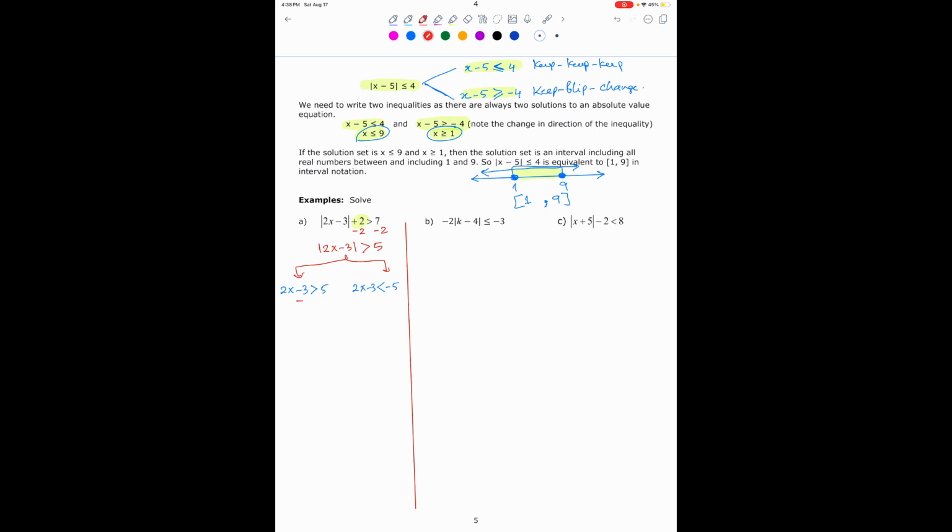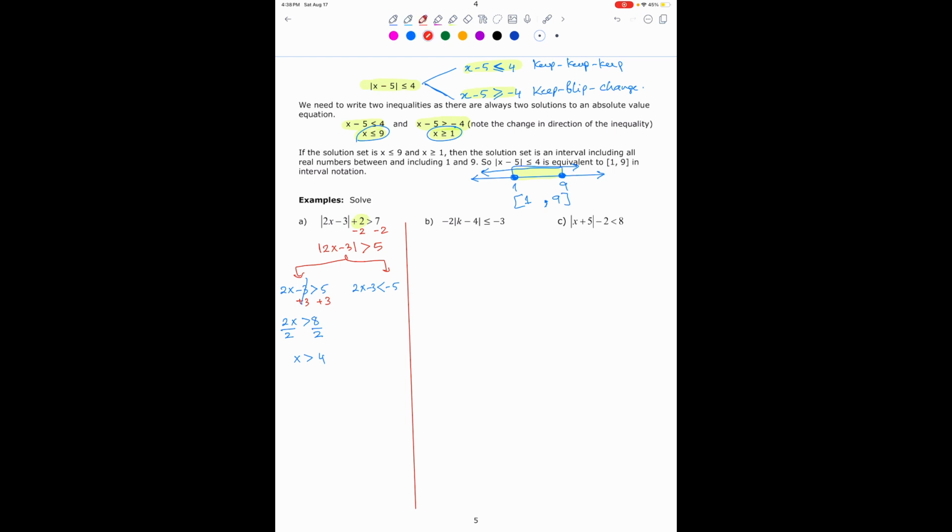The first one, we're going to add 3 to both sides of the equation. You will get 2x is greater than 8. And then you're going to divide both sides by 2. 2 is positive, so nothing is going to change. You're going to end up with x is greater than 4. So that is the first part.